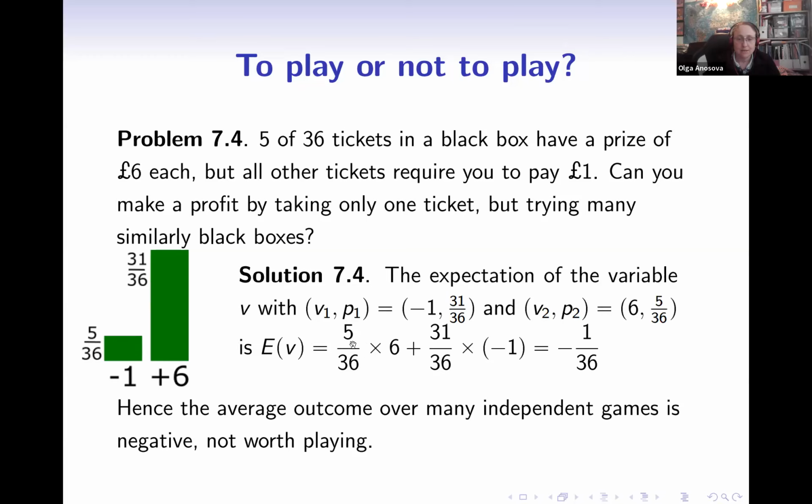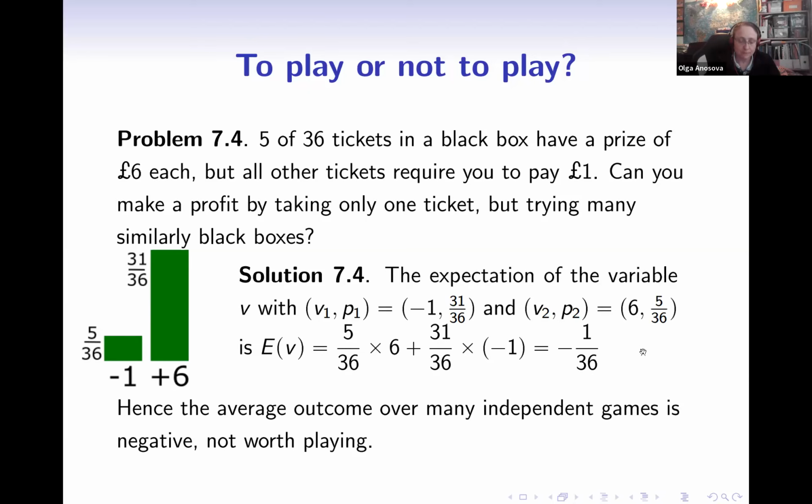And it's indeed 5/36 probability multiplied by the value 6 plus 31/36 probability multiplied by the value -1, which gives us -1/36. So the expected value of win is negative, unfortunately. So well done everybody who guessed that it's not the best game to play.